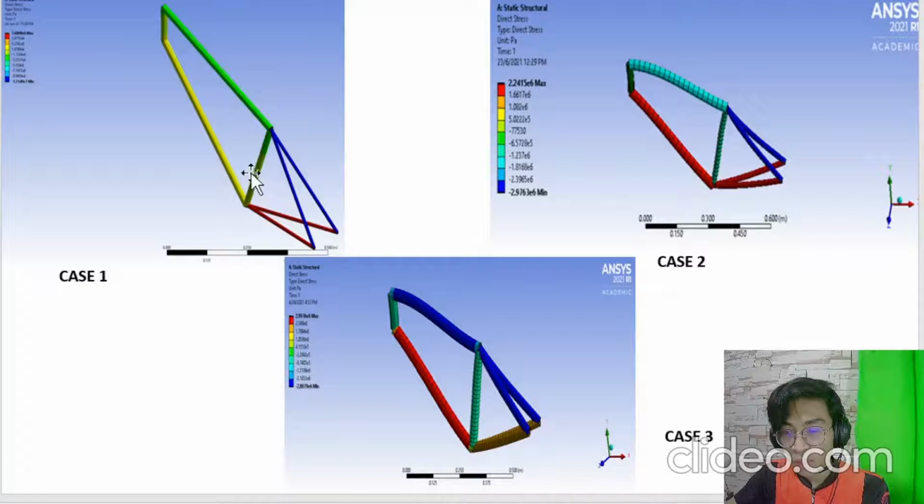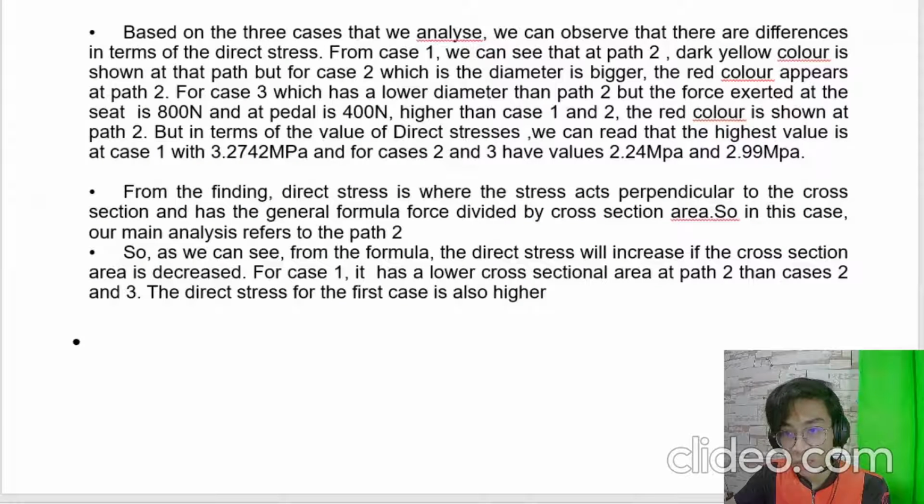As we can see from these 3 figures, at path 2 it appears dark yellow, but for case 2 it is red, and the same goes for case 3. Based on the 3 figures, we can observe that there are differences in terms of direct stress. From case 1, we can see that at path 2 a dark yellow color is shown, and in case 2 and case 3 a red color appears.